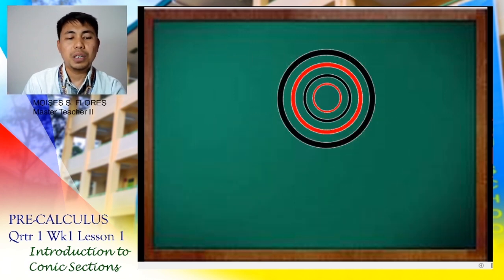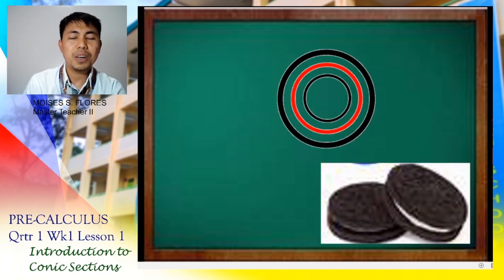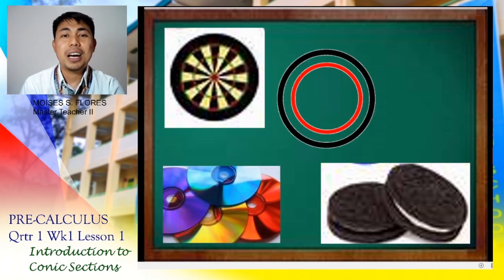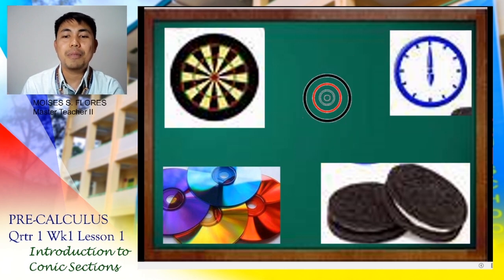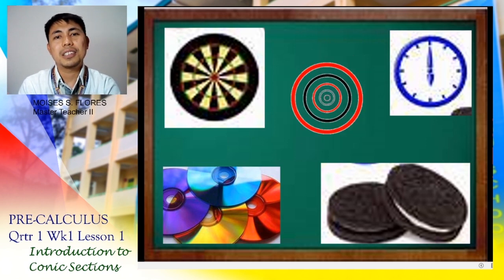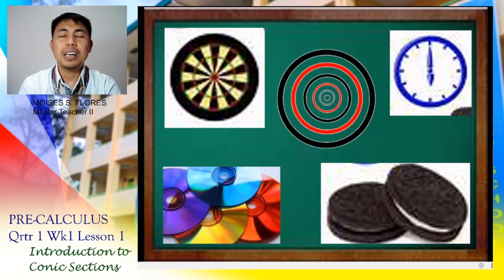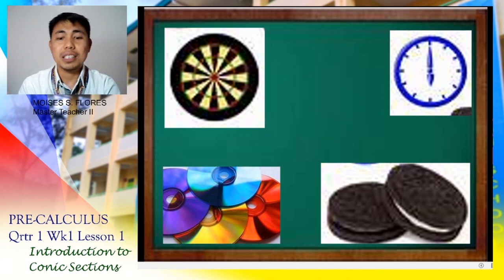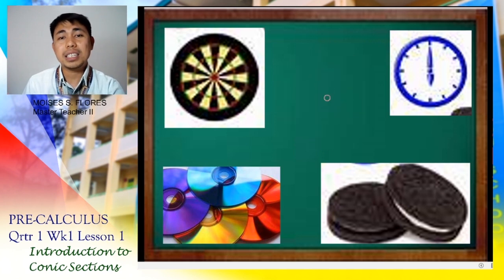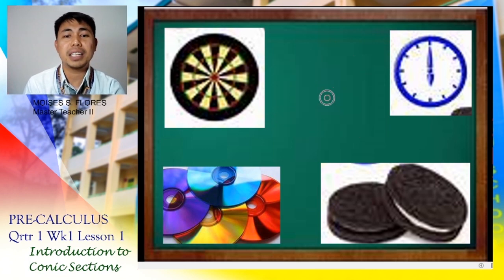Now, take a look at these figures. Can you name them? The first one is cookies, and then we have a dartboard, compact discs, and a wall clock. What do they have in common? Yes, they are all circles. These are all real-life examples of circles. I know that there are lots of examples that we could name around us. So we are through with the first one, which is the circle. Let's move on with the second.